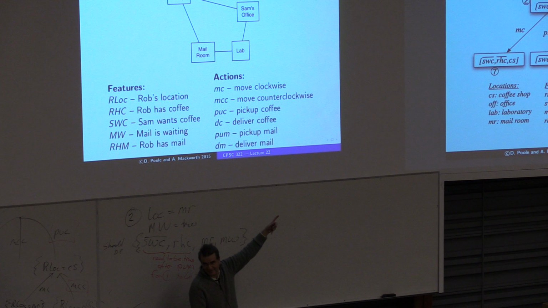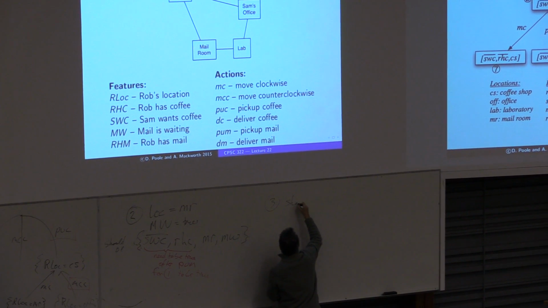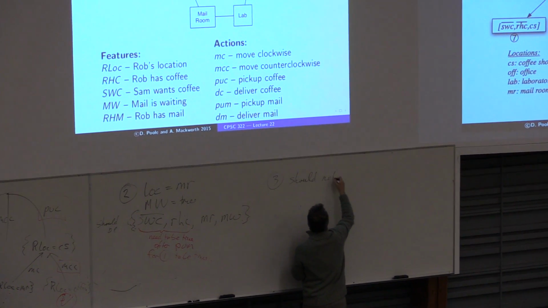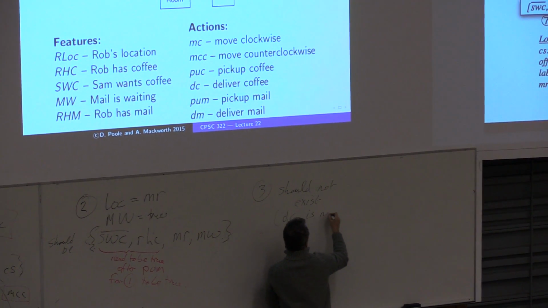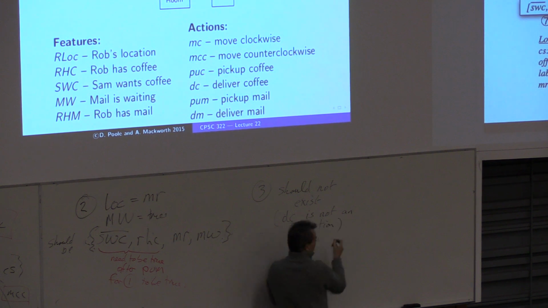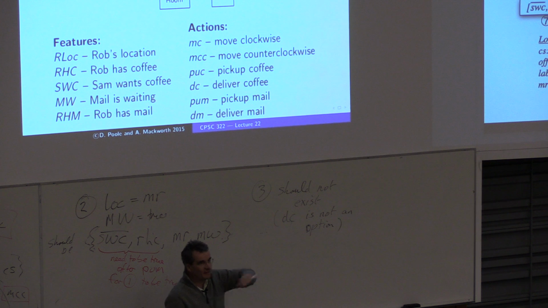No, the goal is correct. The goal is what we're given. I just numbered the nodes so I can refer to them. Right. So 3 should not exist. So deliver coffee is not an option. Why isn't it an option? Right. Because you can't deliver coffee and robot has coffee is true.